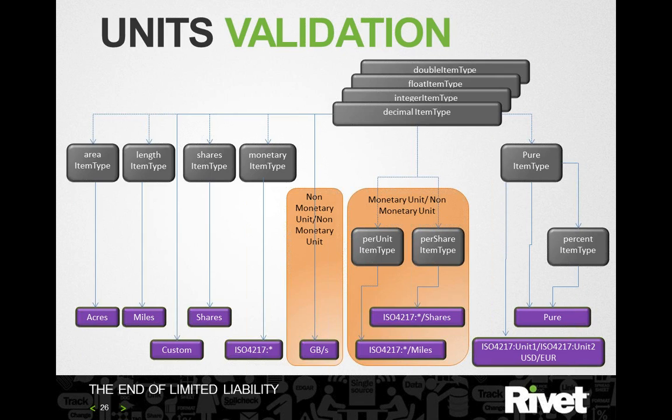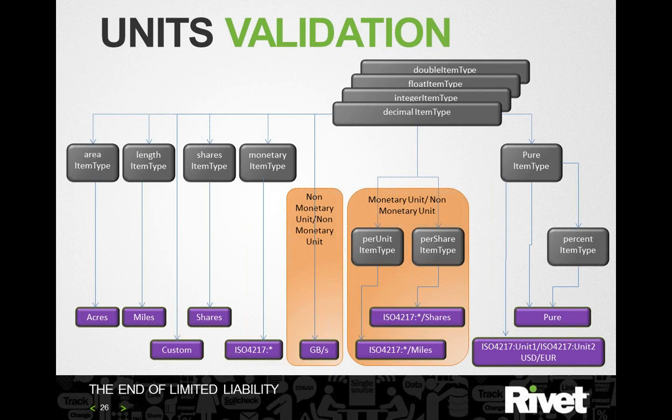On the right-hand side, and a lot of people have problems with this even today, is when do I use pure or percents, etc. If you're using the percent item type, the unit should be pure. If you use the pure item type, it should be pure as well, or it could be a currency over another currency. This is the only real place this is going to occur, if you're expressing an exchange rate, like US dollars over euro.